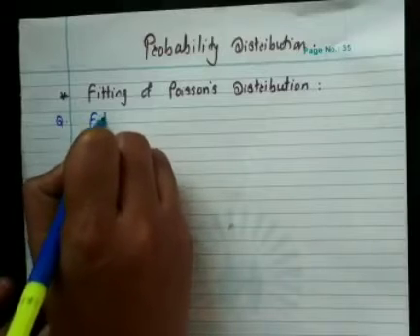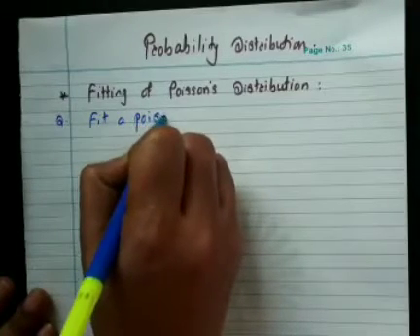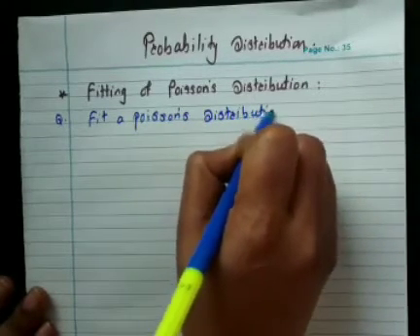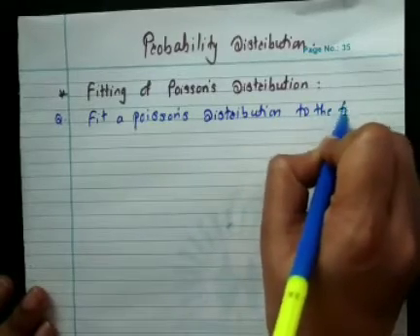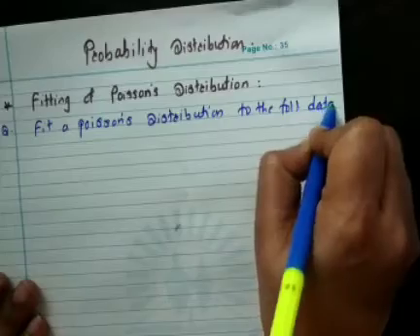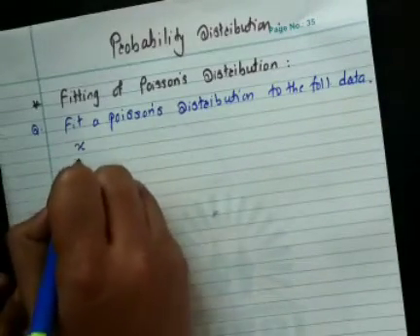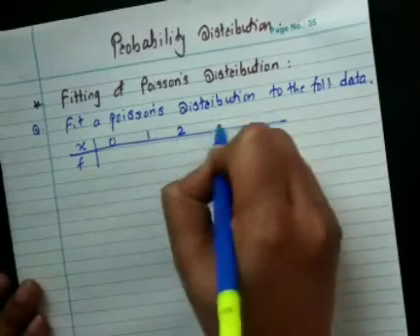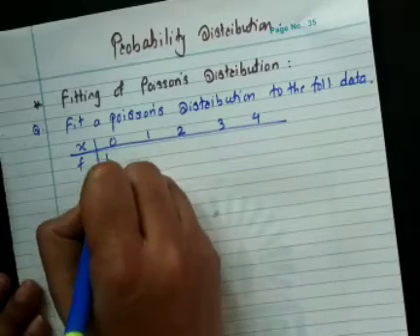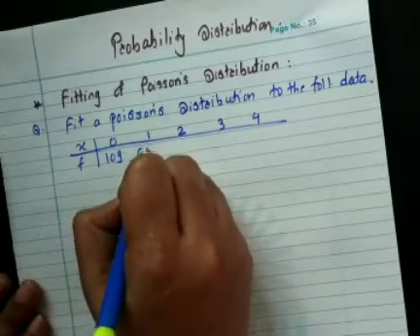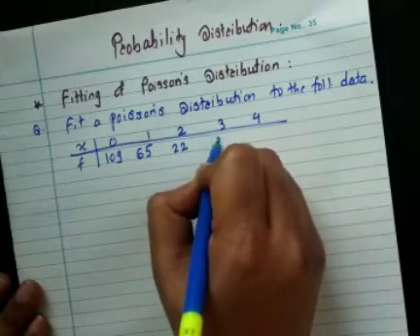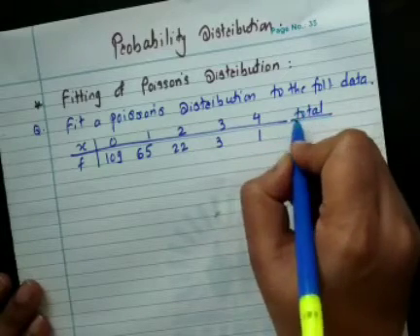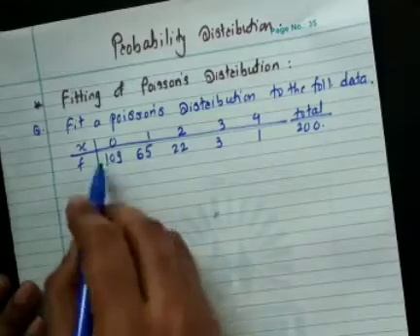Fit a Poisson distribution to the following data, where x and f are given. x is 0, 1, 2, 3 and 4, and f is 109, 65, 22, 3 and 1. If we total this, summation f is 200.